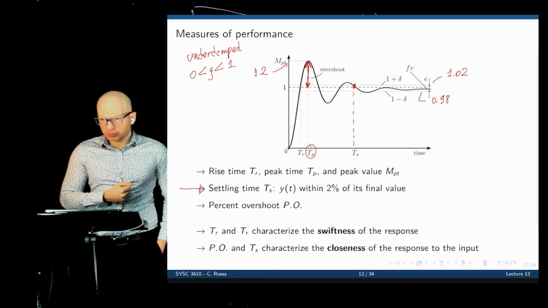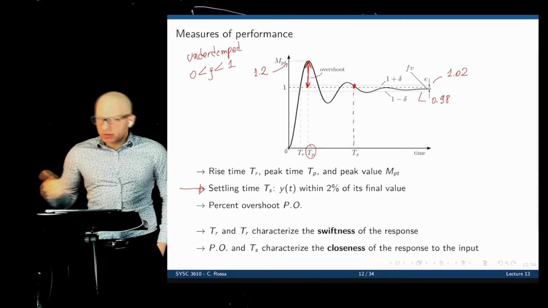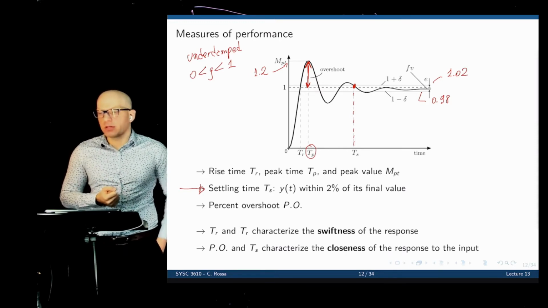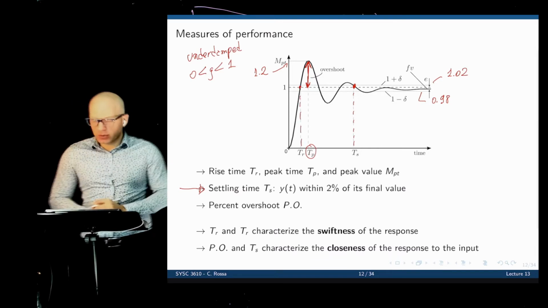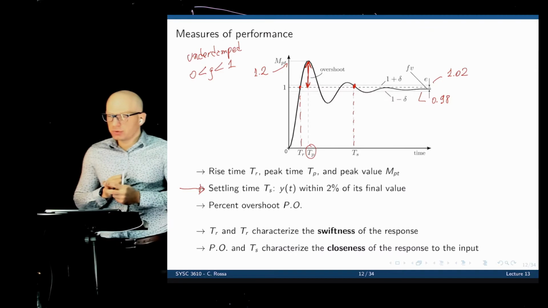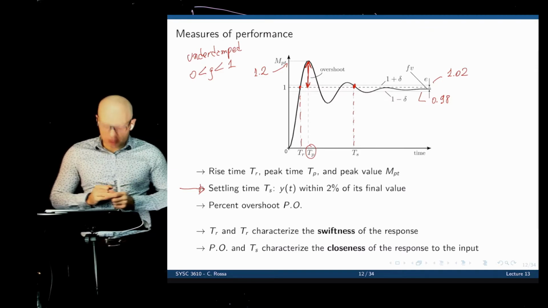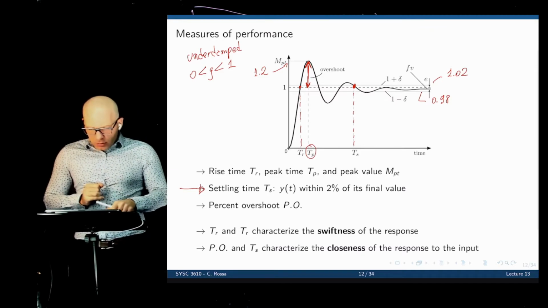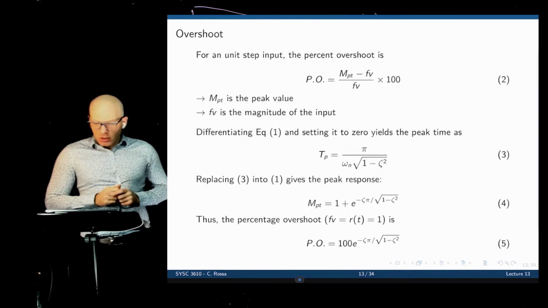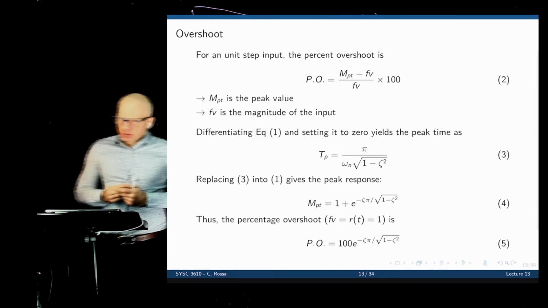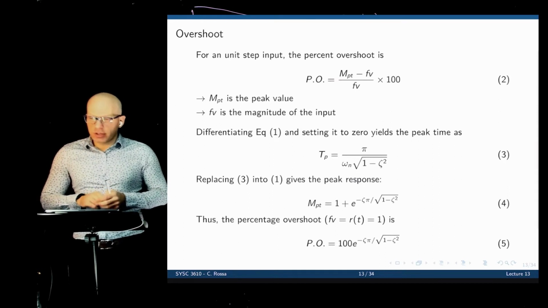And then the rise time would be the first time we cross the final value. But this one we are not going to use. So let's focus on the percent overshoot and the settling time. Let's do the percent overshoot first. For a unit step input, the percent overshoot is defined as follows.